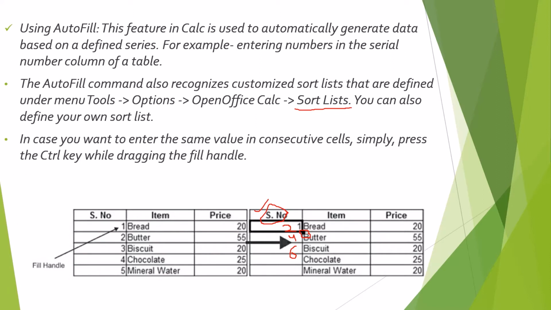In case you want to enter the same value in consecutive cells, as here we have entered 1, 2, 3, 4, 5, these are different values, but suppose you want to enter the same value in all the consecutive cells, then what will you do? You will keep the control key pressed and then drag the fill handle. Then what will you see? You will see that the result contains the same values in consecutive cells.